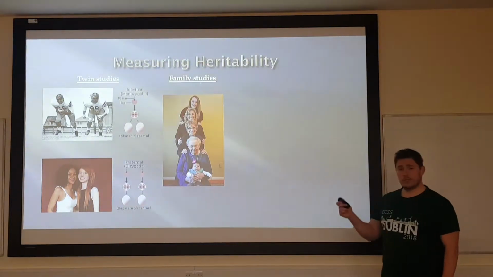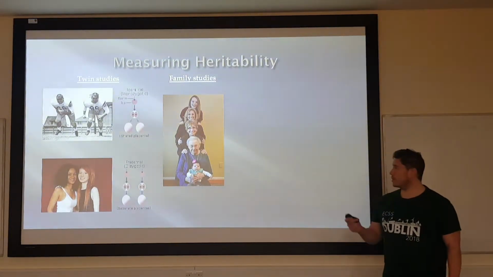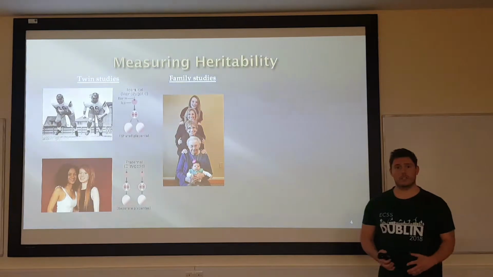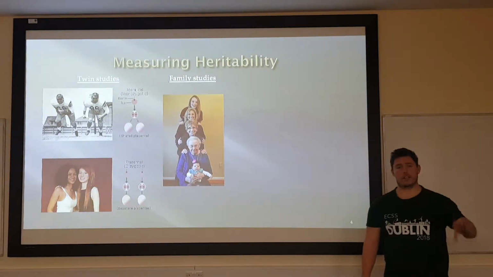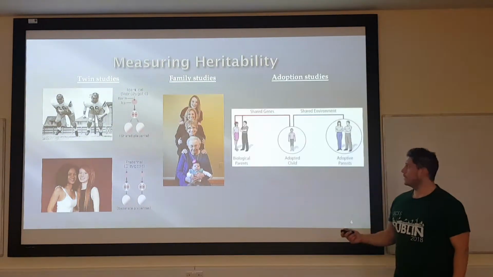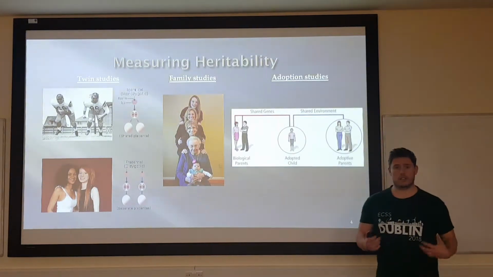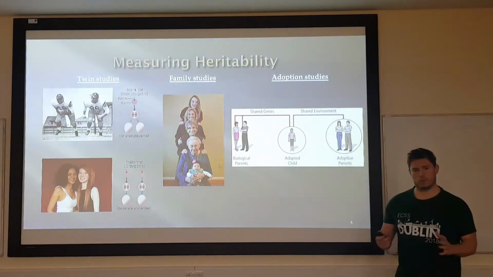Second one is a family study, which I'm going to talk a bit more about today, which is where you look at the genetic variability of a trait throughout a string of a family through the generations. And then the third, which is most widely used in psychological research, is adoption studies. We won't really talk about those.